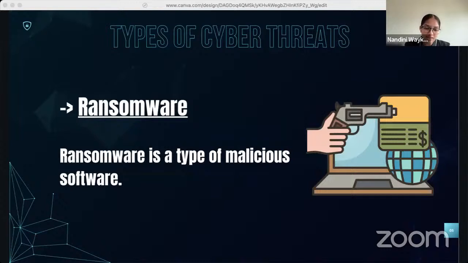Next we have ransomware. As the name suggests, ransom. Ransomware is basically a type of malicious software designed to extort our money by blocking access to our files or our computer systems until the ransom is completely paid to the hacker. Paying the ransom does not guarantee that the files will be recovered or your system will be restored. So we should be very careful of such cyber threats.